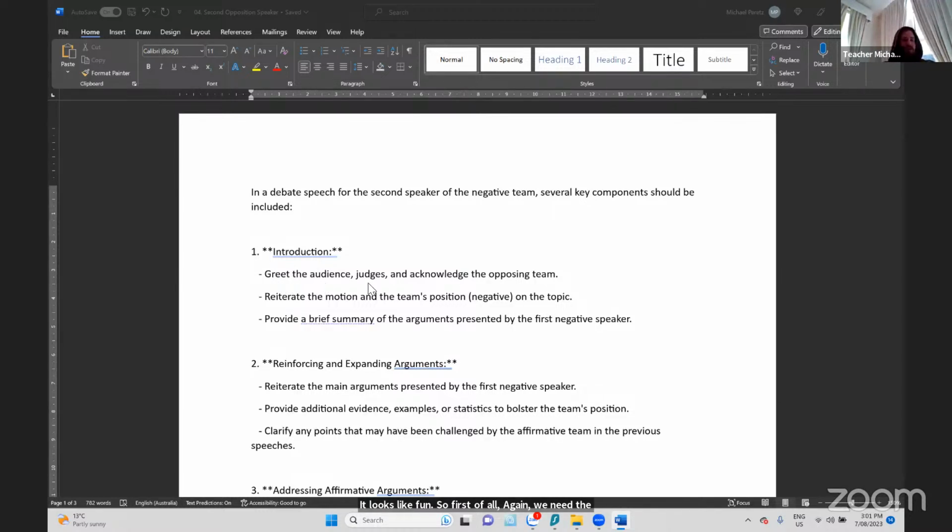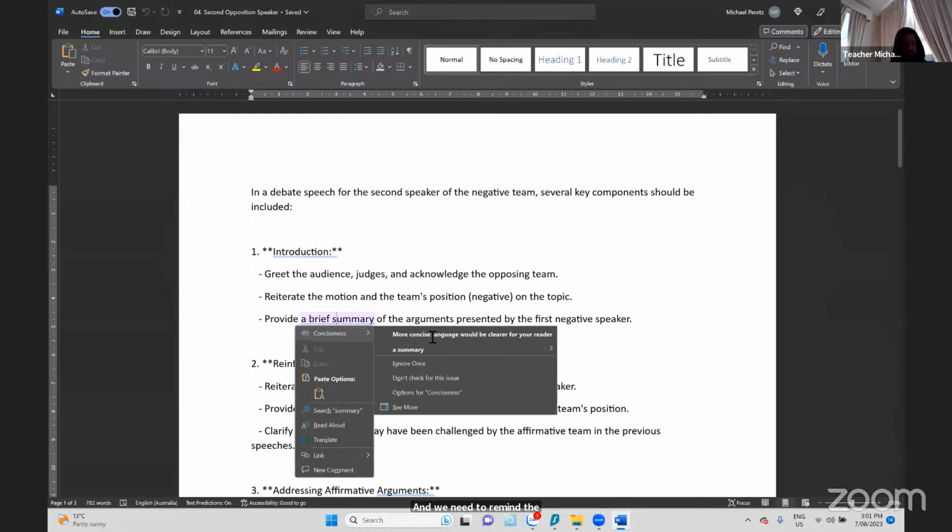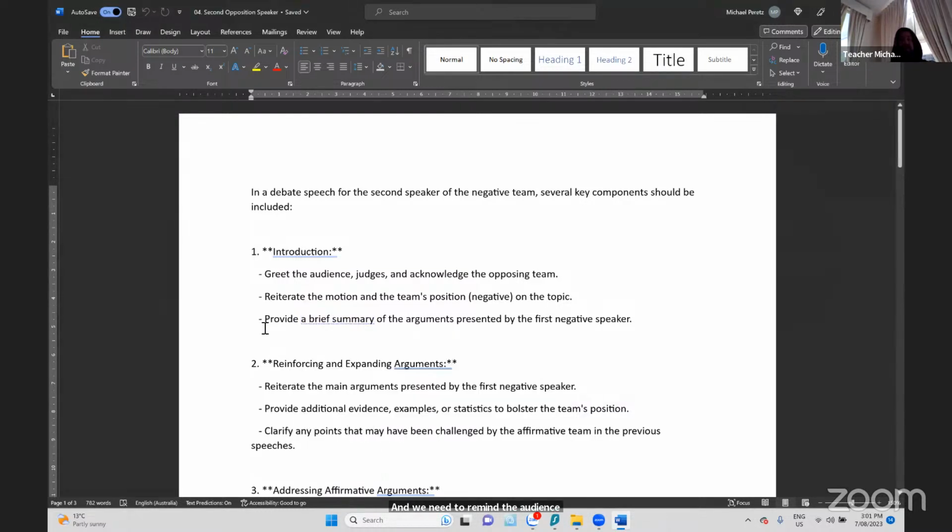So first of all, again, we need the introduction. We need to greet the audience, the judges, and acknowledge the opposing team. We need to once again state the motion and your team's position, this time being against the motion and against the topic. And we need to remind the audience of the arguments that were made by the first speaker of our team.